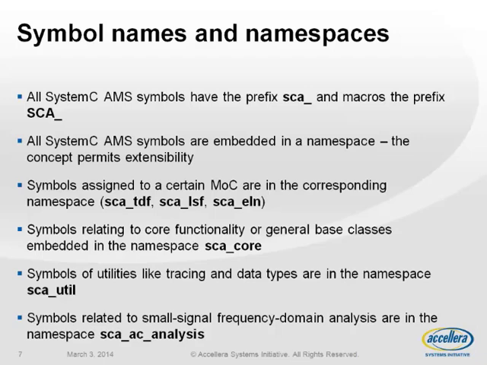That means we have three namespaces. One is called sca_tdf, sca_lsf for linear signal flow, and sca_eln for electrical linear networks. And then we have two general namespaces: sca_core for core elements, and sca_util for utility functions like tracing, special data types, and so on. And one namespace which is for the special analysis, sca_ac_analysis, which we support in SystemC AMS.